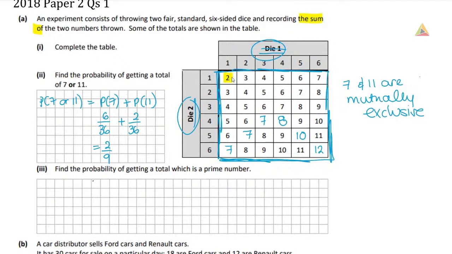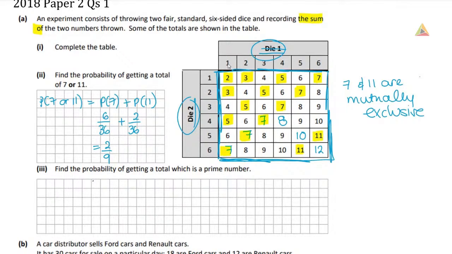So 2 is a prime number, it's only 2 multiplied by 1. 3 is a prime number, 3 1s. 4 isn't because we've got 2 2s. 5 is because it's only 5 1s. 6 isn't because it could be 3 2s. 7 is, so it's just 7 1s. 8 isn't because we have 4 2s. 9 isn't because it's 3 3s. 10 isn't because it's 5 2s. And 11 is, but 12 isn't because it's 6 2s. So now we've highlighted all the sample space prime numbers.